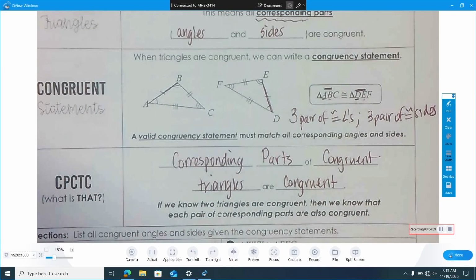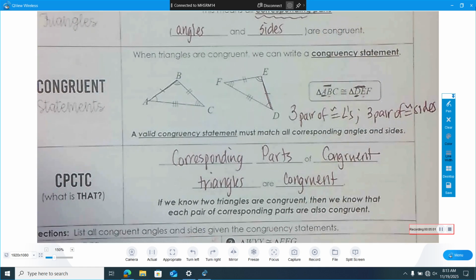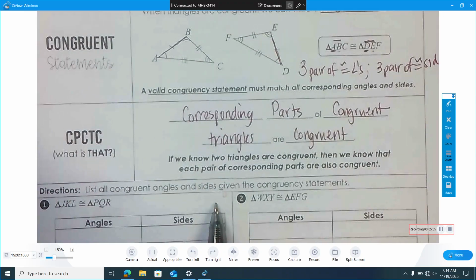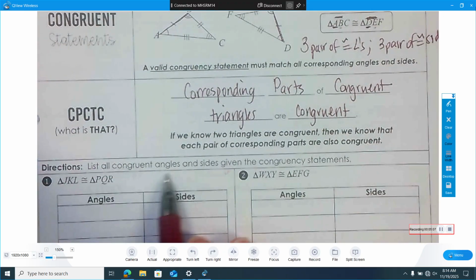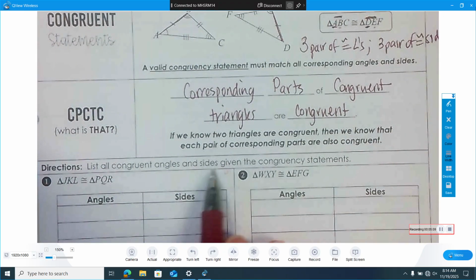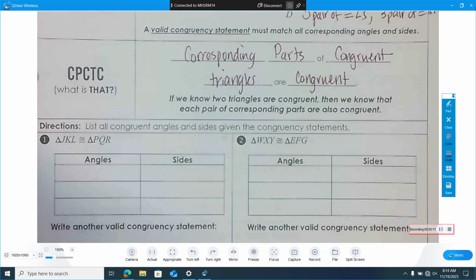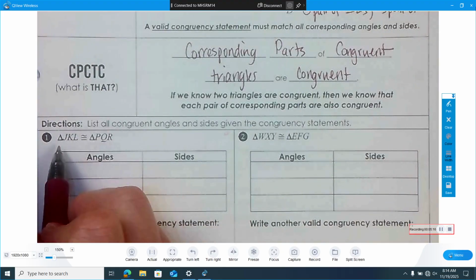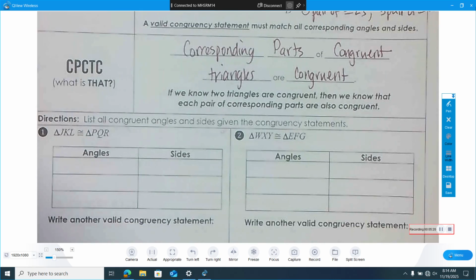So let's use these congruency statements and list all the congruent angles and sides given by the congruency statements. So on number 1, we have a congruency statement, triangle JKL is congruent to triangle PQR. We have no picture, but we don't need a picture because the congruency statement is very, very strategic.